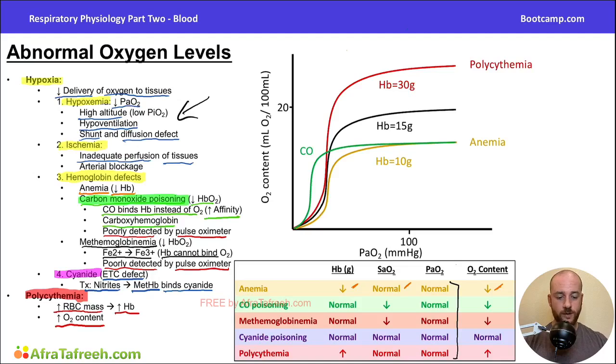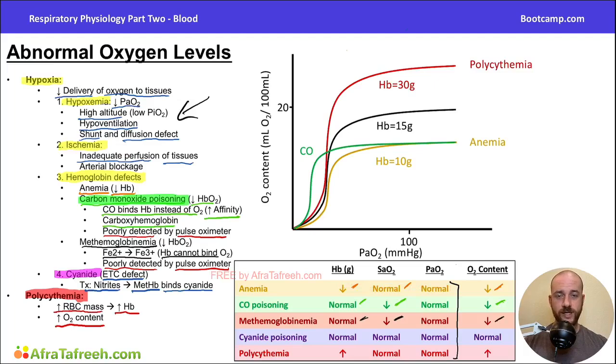For carbon monoxide poisoning, the levels of hemoglobin are going to be normal. However, they're going to be bound by carbon monoxide instead of oxygen, and so the saturation of hemoglobin with oxygen is going to be decreased. And because hemoglobin is carrying less oxygen than normal, the oxygen content is going to be decreased. And the same applies for methemoglobinemia. The level of hemoglobin in methemoglobinemia is going to be normal. However, the iron is in the 3+ state instead of the 2+ state, and so it cannot bind to oxygen, and so the hemoglobin is going to be less saturated with oxygen. And because hemoglobin is carrying less oxygen, there's going to be decreased oxygen content in the blood.